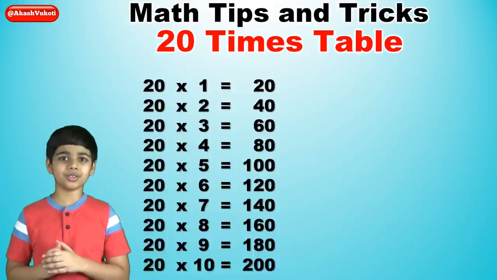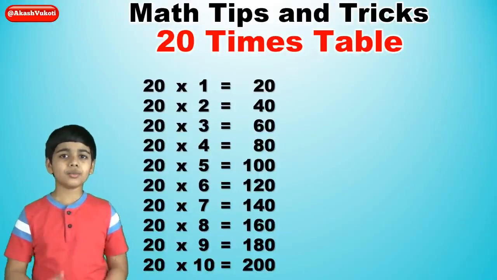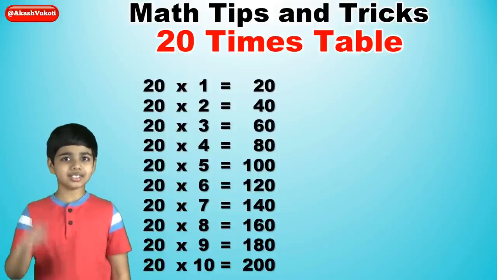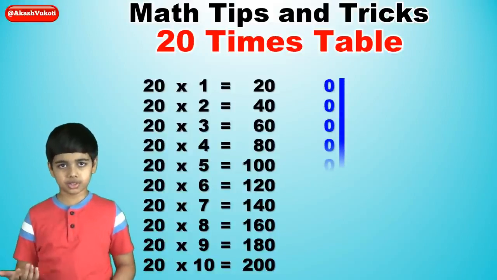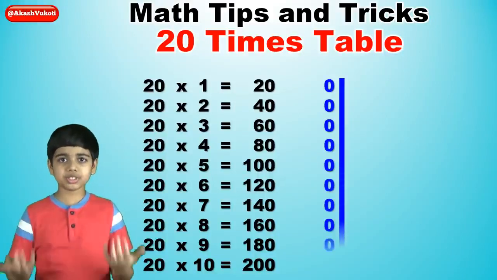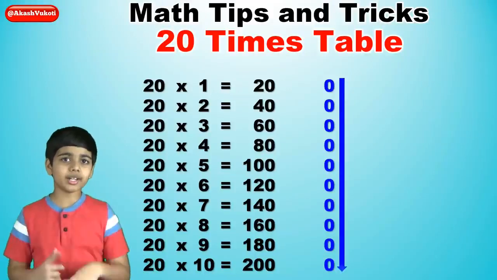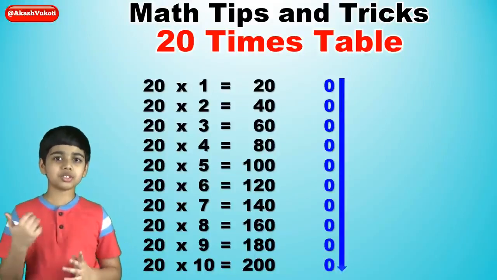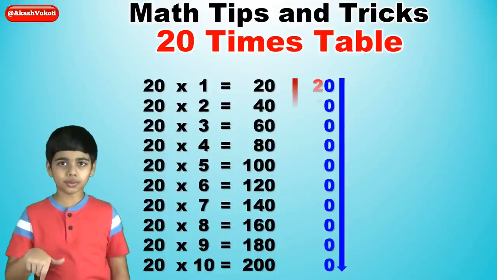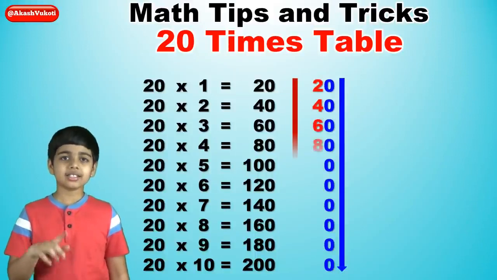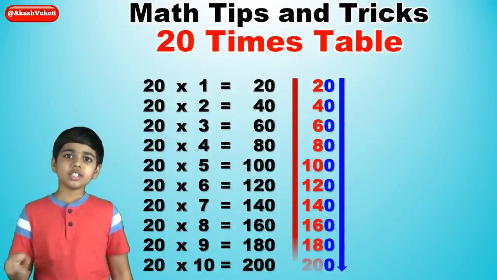We can begin learning this trick to memorize the 20 times table. First, for the ones digits, we'll just write zeros the whole way through. So, 0, 0, 0, 0, 0, 0, 0, 0, 0, 0. Next, for the tens digits, we just write the 2 times table from 2 times 1 to 2 times 10. So, 2, 4, 6, 8, 10, 12, 14, 16, 18, 20.